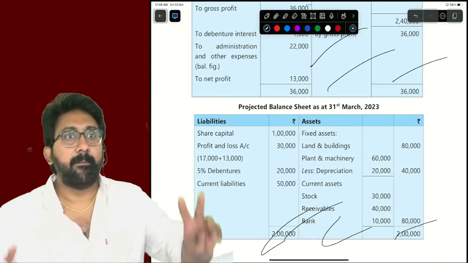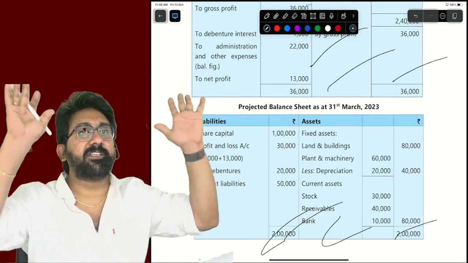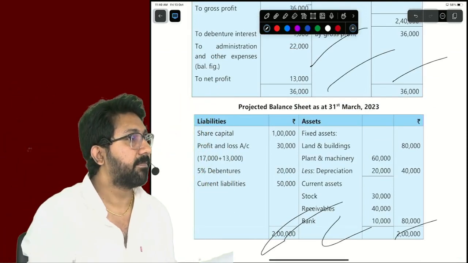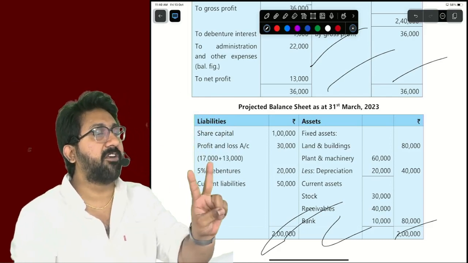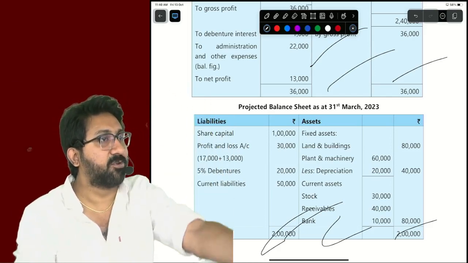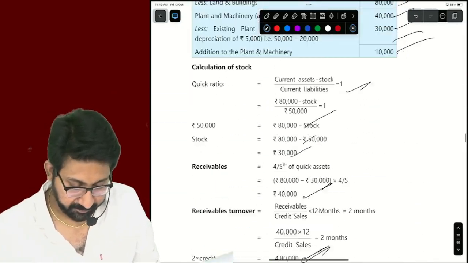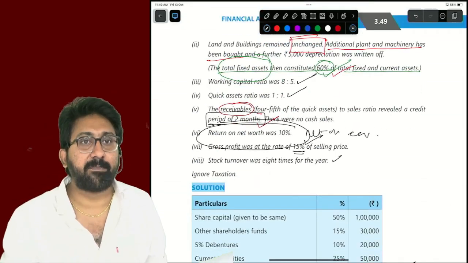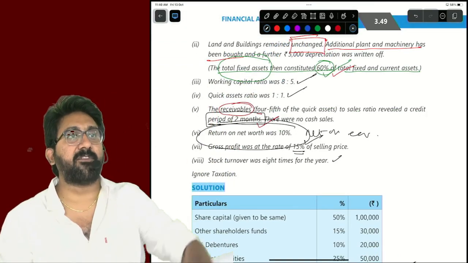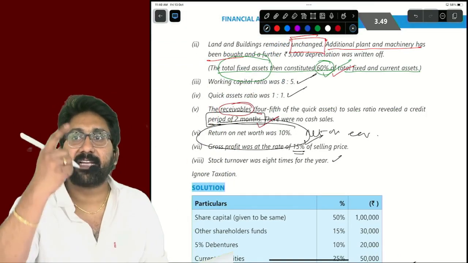But what is the observation you made from the question? Two pieces of information given in the question are not even used. See there. Working capital ratio. Tell me, what is the formula for working capital ratio? Current assets by current liability.